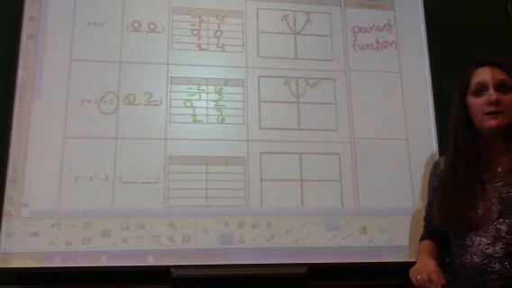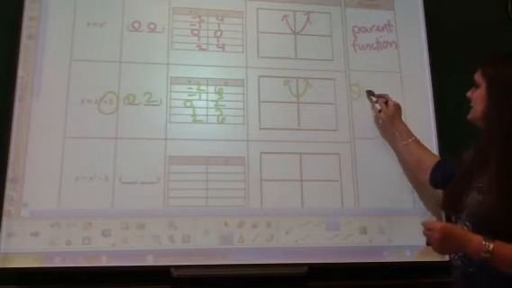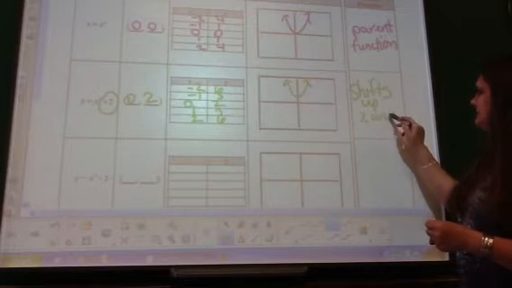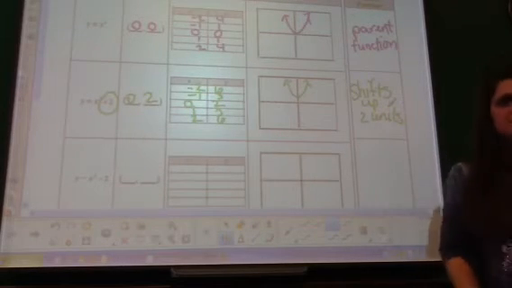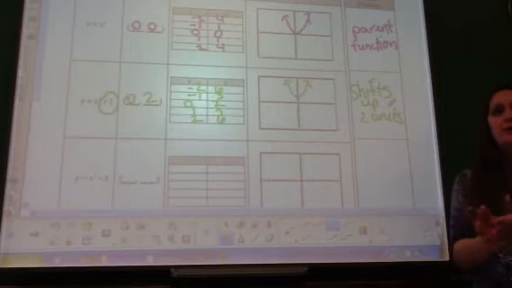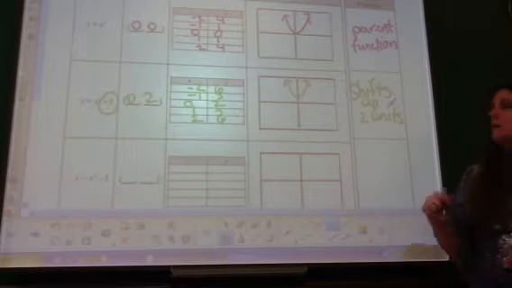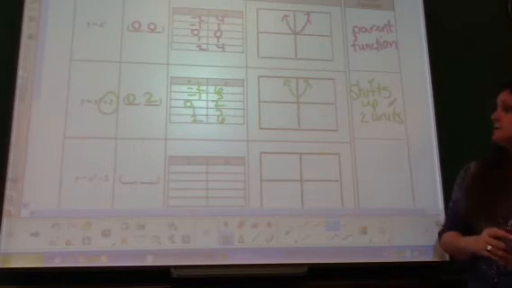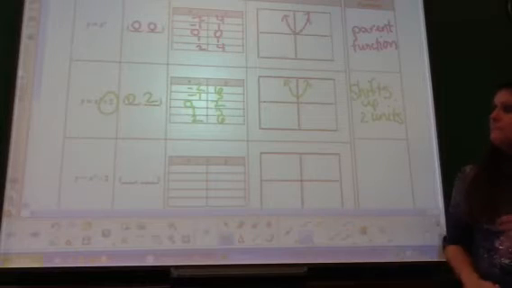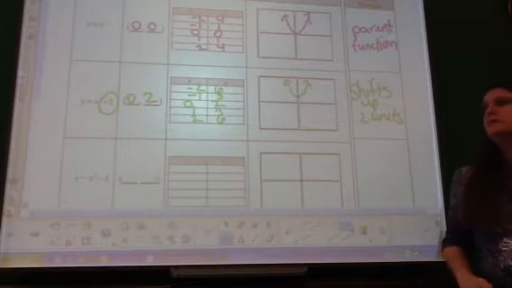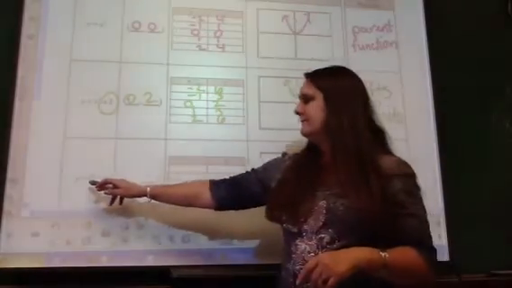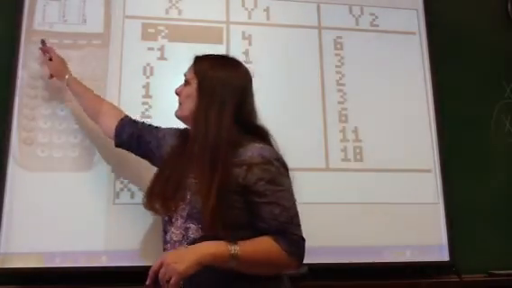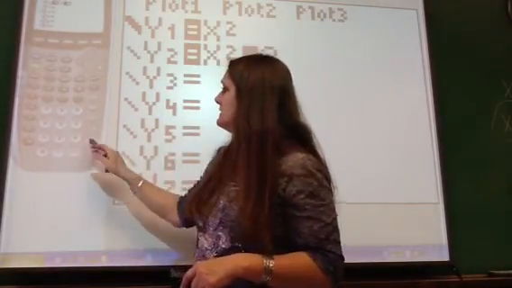And we want the correct terminology. So we're going to say that this shifts up 2 units. So we had narrower, we had wider, we had opens down. Now we've got that it has a vertical shift, up 2 units. So if plus 2 went up 2 units, what do you think minus 2 is going to do? Shift down. Okay, so let's go to our graph. Change this to minus.